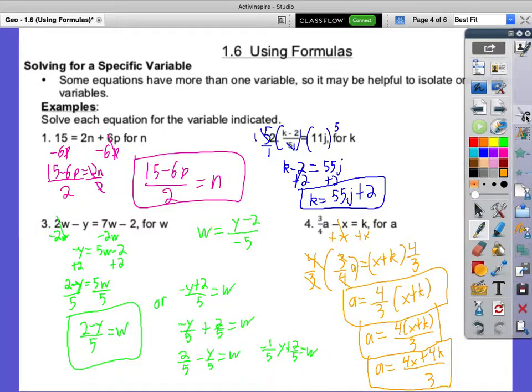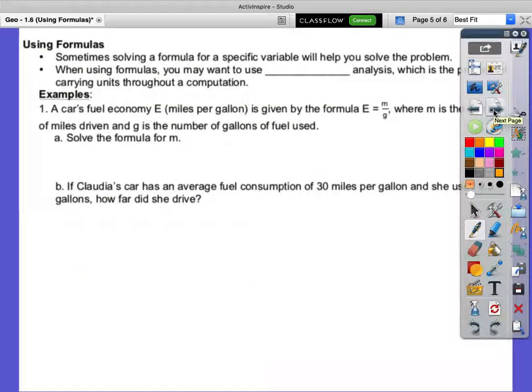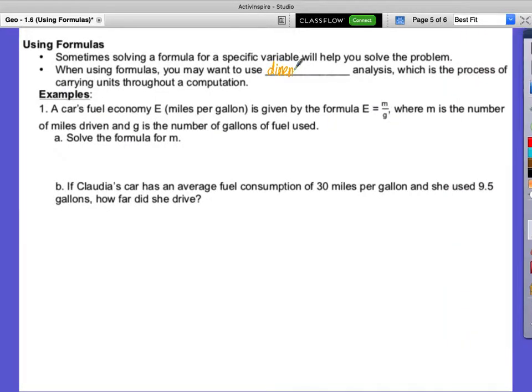Go right below this. Using formulas: sometimes solving a formula for a specific variable will help you solve the problem. That's why we're doing this. When using formulas, we may want to use what we call dimensional or unit analysis, which is the process of carrying units through a computation. Computation is just computing something, solving something, doing math with numbers.